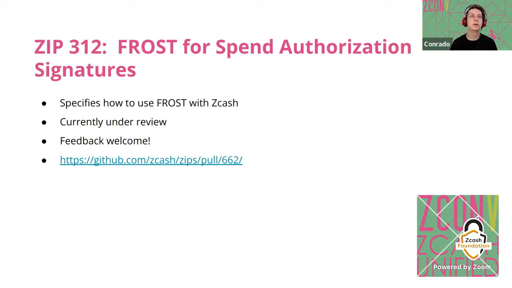Another thing that's going on is the ZIP, a Zcash Improvement Proposal that specifies how Frost is used with Zcash, because it's not super obvious. There are some things that you need to decide, so these are all written down in the ZIP. It's currently under review. Mostly the review has been just textual changes to make it clearer. What is described in the process of using Frost with Zcash, I think it's basically done, and feedback is welcome. So if you have any feedback, you can post it on the ZIPs GitHub.